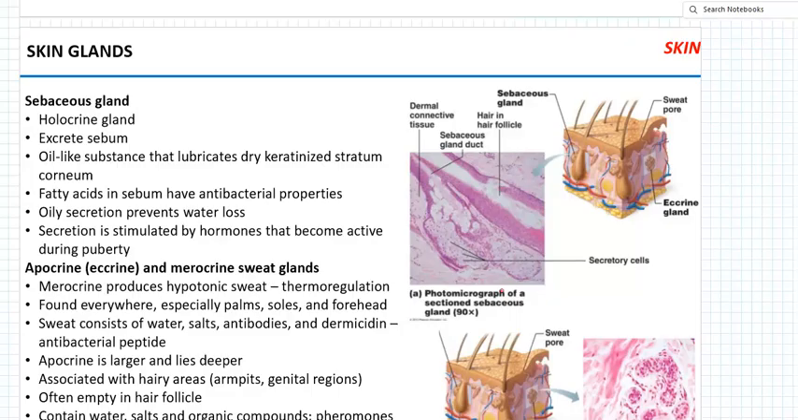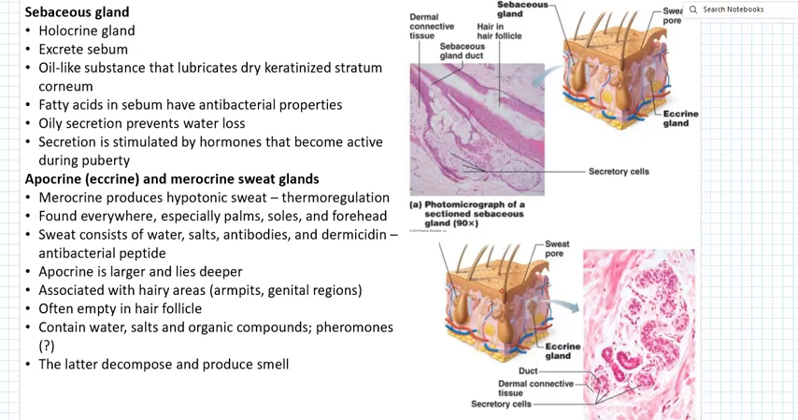Okay? Now let's talk about the glands. So we have two big categories. We have sweat glands, we have sebaceous glands. Am I clear? So let's start with the sebaceous. Sebaceous glands, you can see the sebaceous gland next to the hair. Sebaceous glands produce sebum.